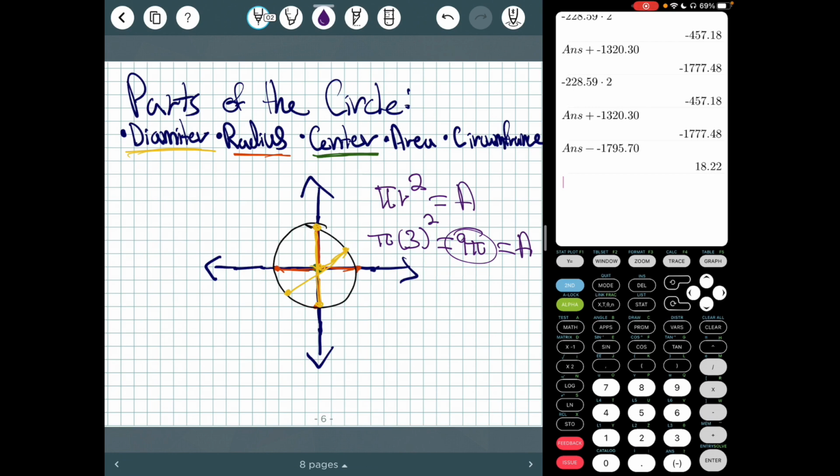Now, the circumference of the circle is 2 pi r. Again, r is the radius, so here we have 3, so 2 pi multiplied by 3, and we get 6 pi, which equals our circumference. Again, we could multiply that out on a calculator with the pi button, but 6 pi should do for now.